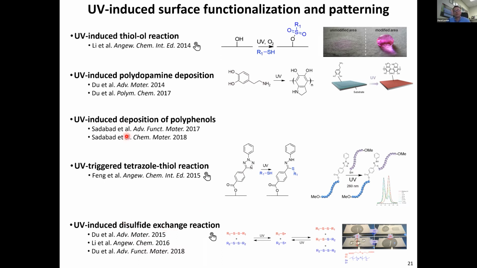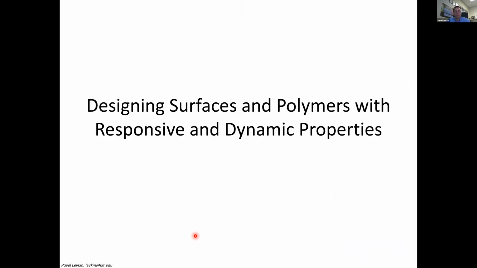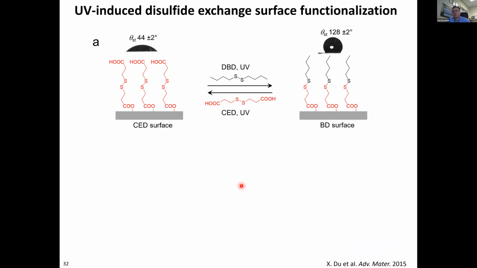I don't want to go into details for all of these reactions, but I want to show a couple of slides for this disulfide exchange reaction, because usually surface functionalization leads to permanent modification and stable functionalization. But in some cases, for some applications, we want to have dynamic interfaces, dynamic surfaces that can be changed after modification, that can be reused or that are not permanent. And disulfide exchange is one of these reactions.